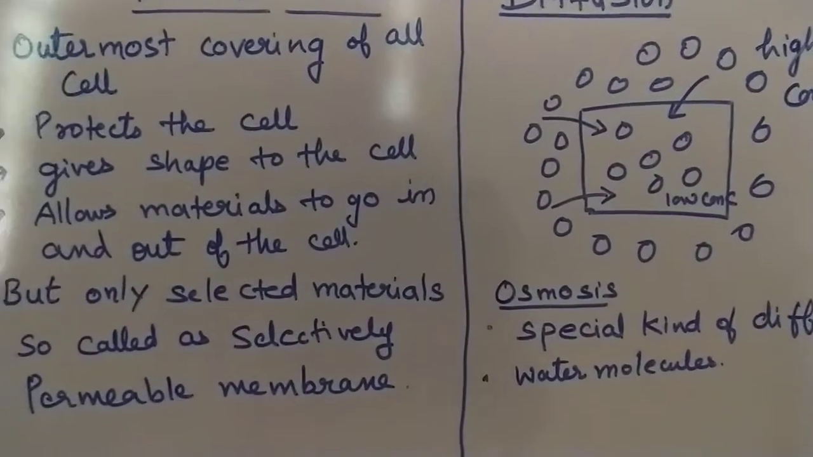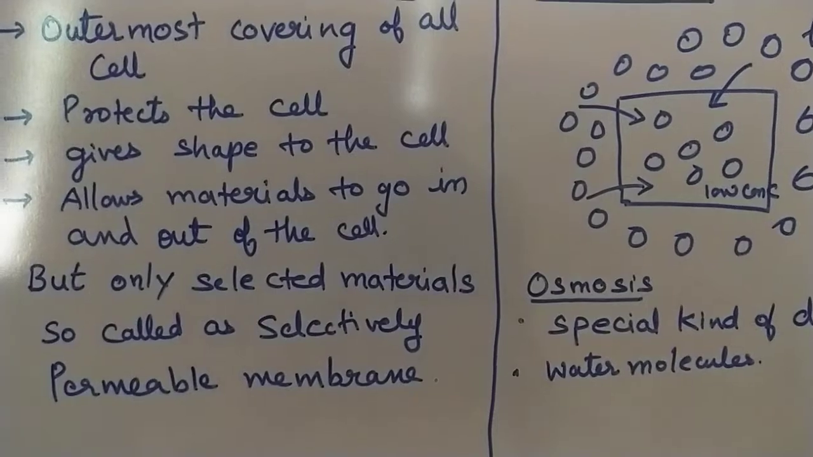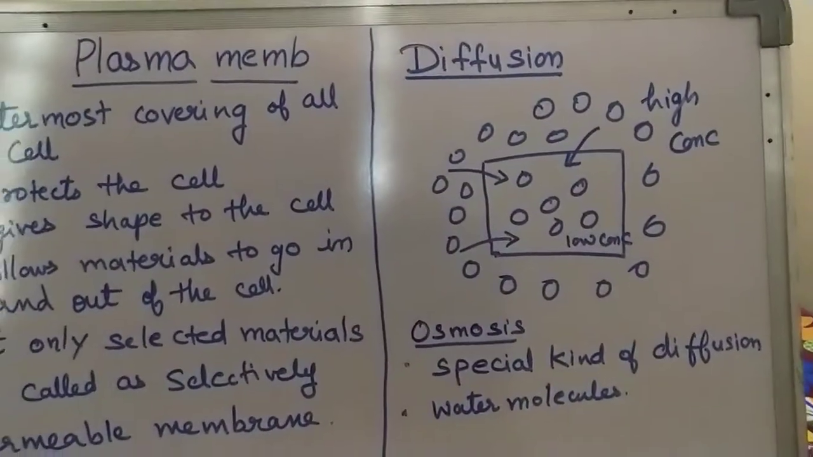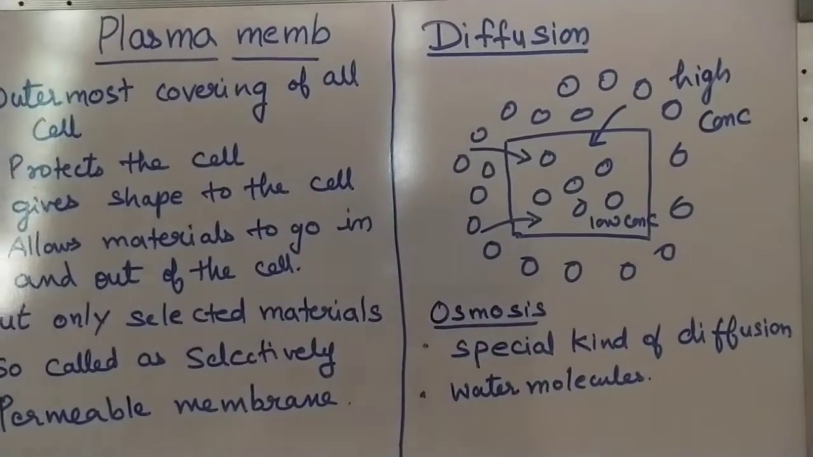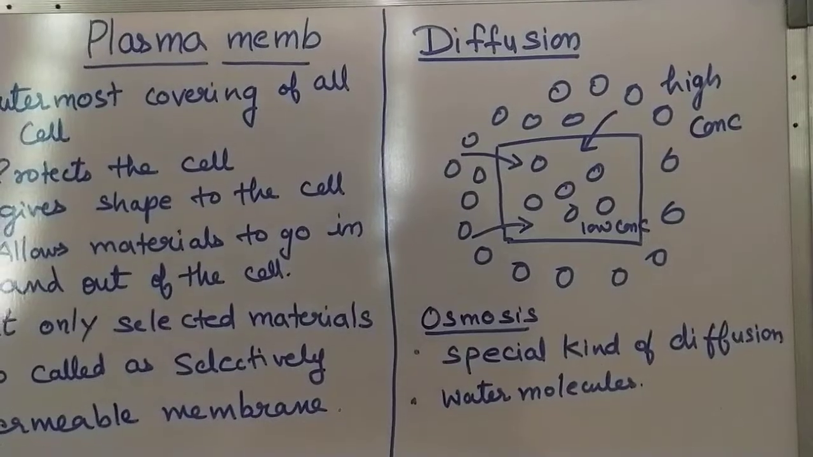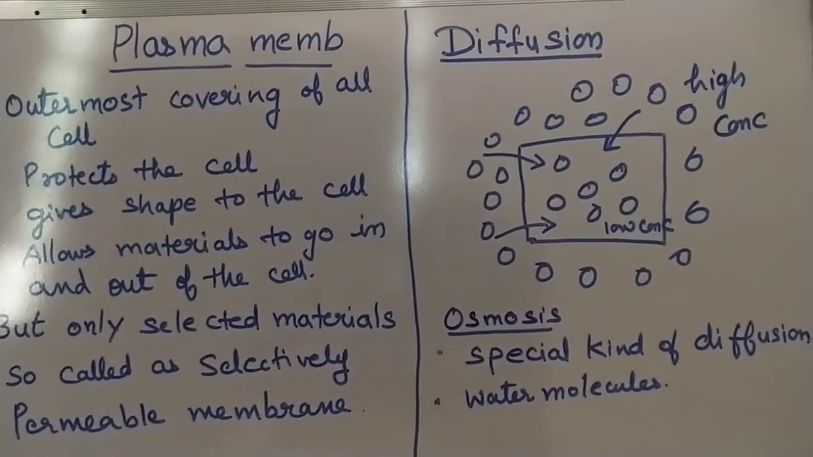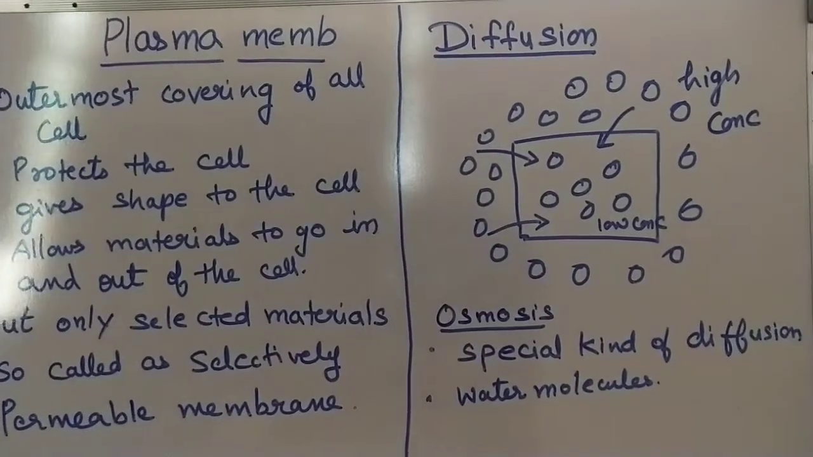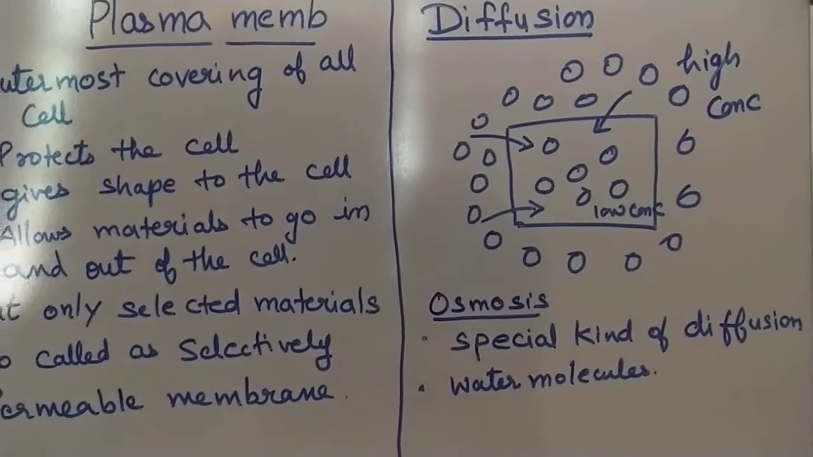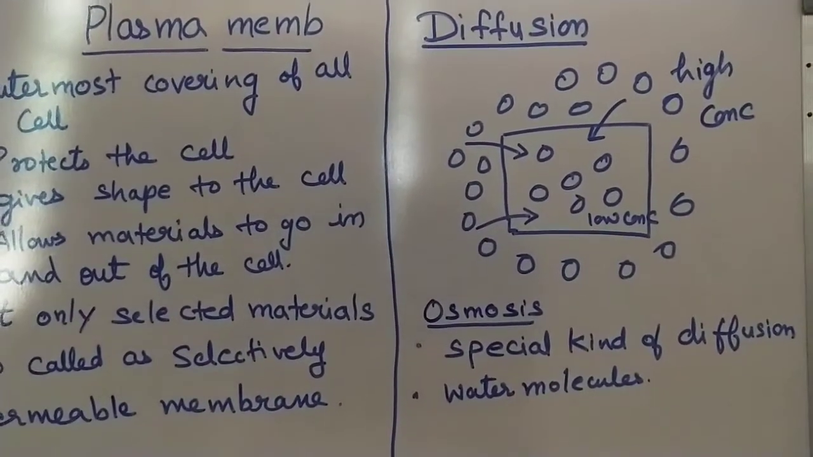Okay. Next, how does it allow? Which are the processes by which the materials go in and out of the cell? So the first process is diffusion. Now what is diffusion? Children, if you have notebook and pen with you, write what is diffusion. Diffusion is the movement of materials from high concentration to low concentration.